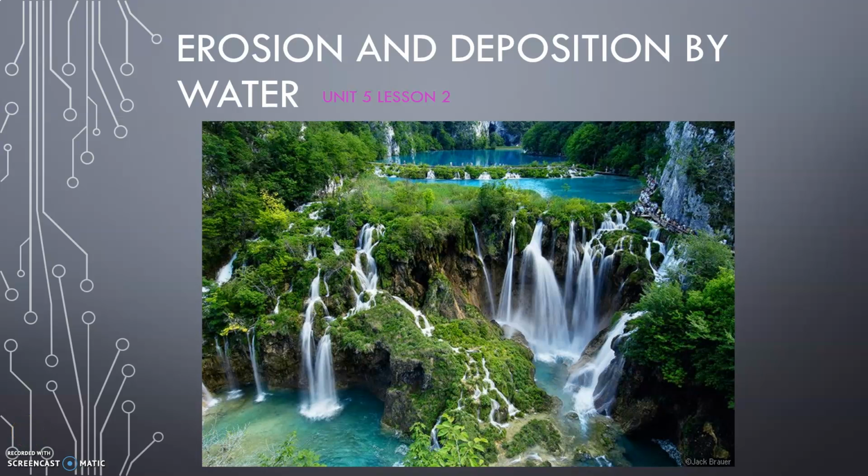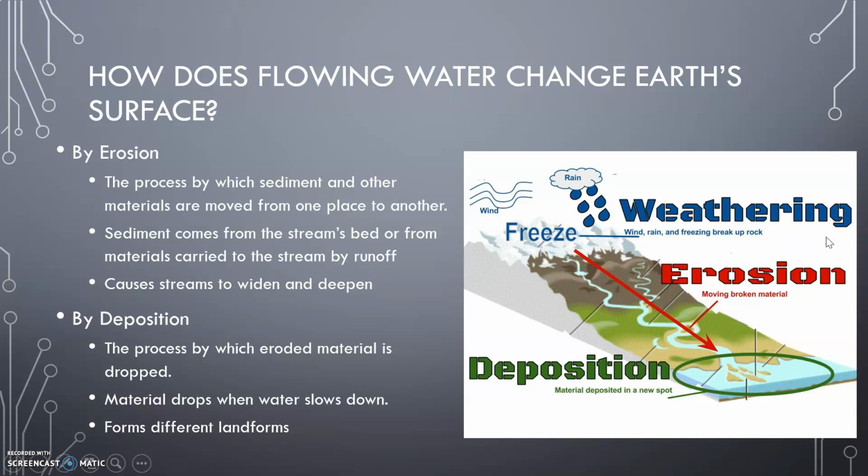Hello, today we're going to talk about erosion and deposition by water. So how does flowing water change your surface? Well, we've already talked about some of the things that you notice in this picture.